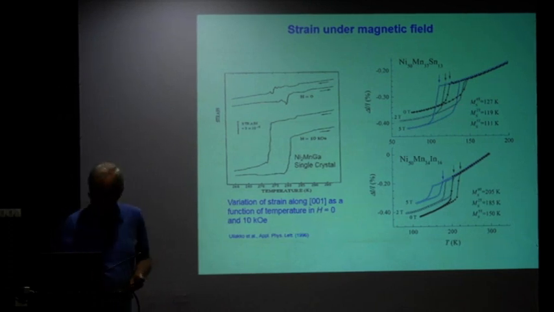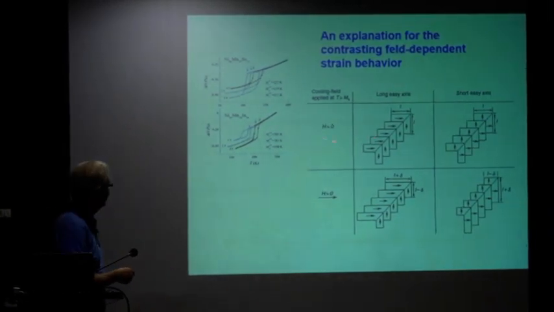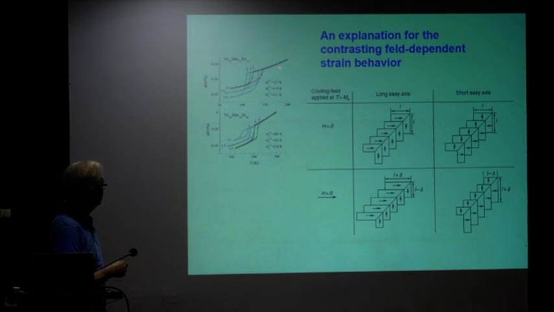So, in the next slide here. Here you are in a cubic state, and here you are in a tetragonal state. So when your field is 0, you are originally in this state.